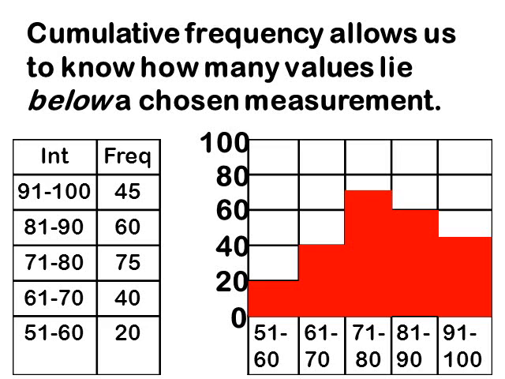Cumulative histograms are a variation of a frequency histogram. Instead of using a frequency table, we will now use a cumulative frequency table to construct these. Cumulative frequency allows us to know how many values lie below a chosen measurement. Given this histogram and our frequency table, you can see how many values lie within each interval.